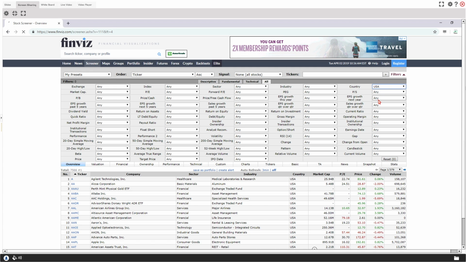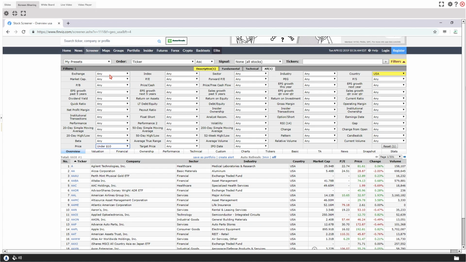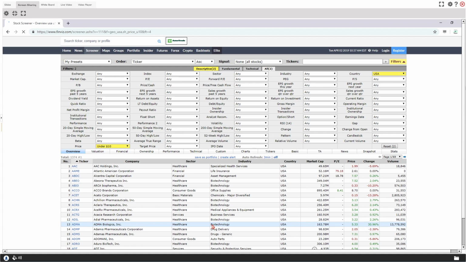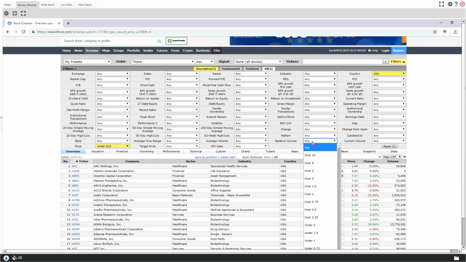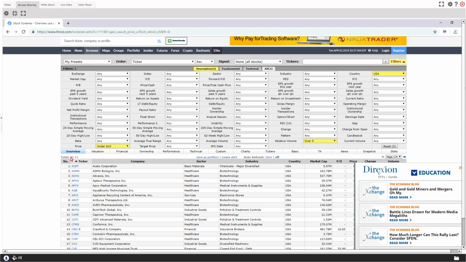You can change the country to USA. So if you just want companies inside the USA and you want them price underneath $10, because maybe you are going to be trading more penny stocks. Let's say you want to see a stock with decent volume, over 5 in relative volume.